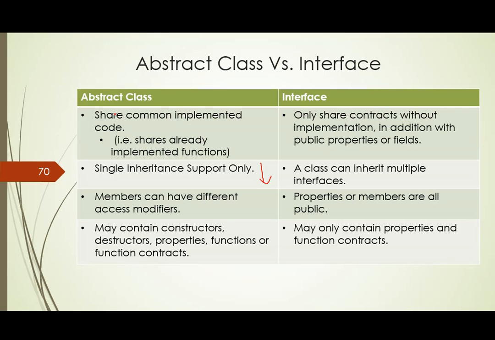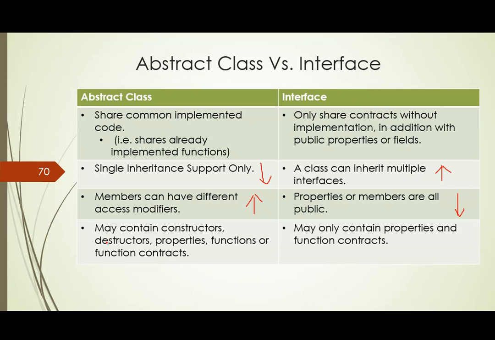A class can inherit multiple interfaces. That's really an upside for interfaces. Members can have different access modifiers in an abstract class, and this is also an upside, that all the members could be different. All the members don't have to have the same modifier as public. You could have some hidden layers, whereas in the interface you really have to have all the members as public. It's really a downside.